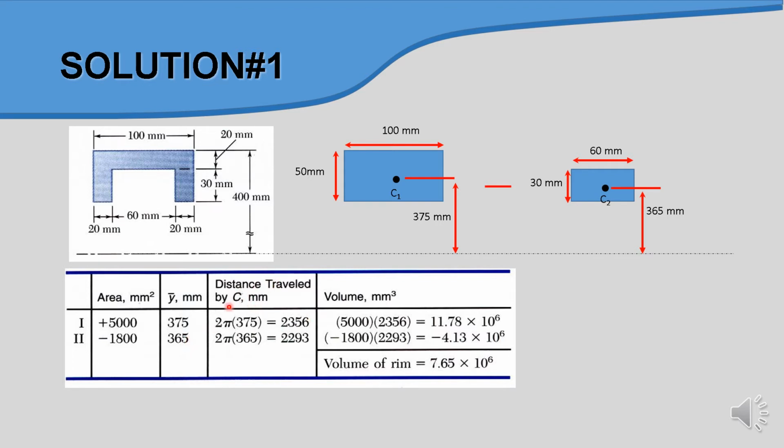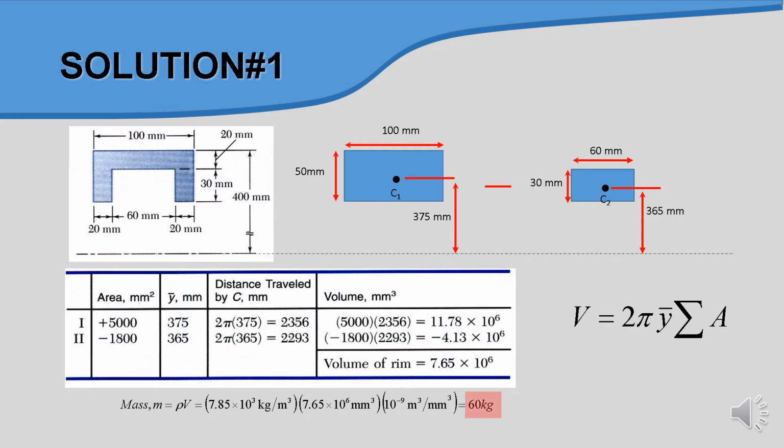And for the distance traveled at C, basically we have the perimeter, so we multiply by 2 pi and we get the value. And then for the volume, we will obtain this volume. And finally, by using the formula, we will get the total volume, which is 7.65 multiplied by 10 to the power of 6. Okay, in order to get the mass, we apply the formula and substitute the value, and we will get the mass is 60 kilogram.